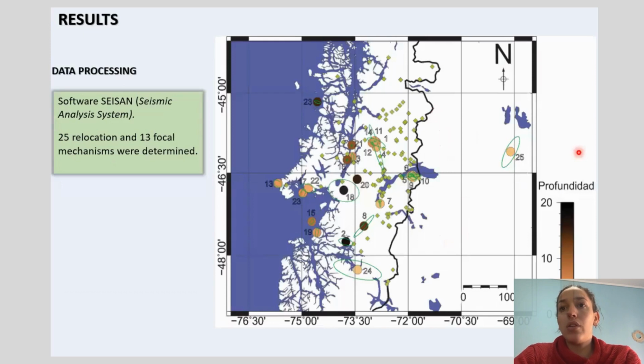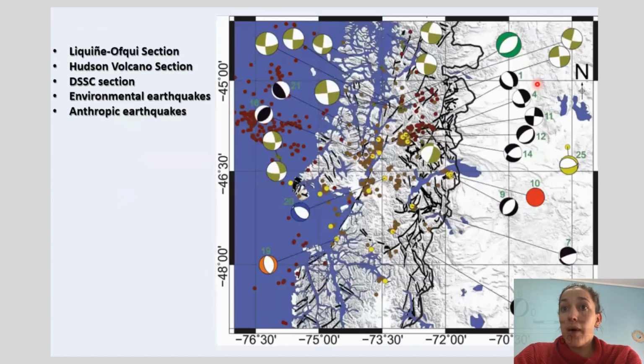In the results, for data processing, we used the software SEISAN, Seismic Analysis System, and we obtained 25 relocations and 13 focal mechanisms. In this map, we can see the 25 relocations with their error ellipses. In this map, you can see the 13 focal mechanisms, and we also added focal mechanisms from the bibliography.